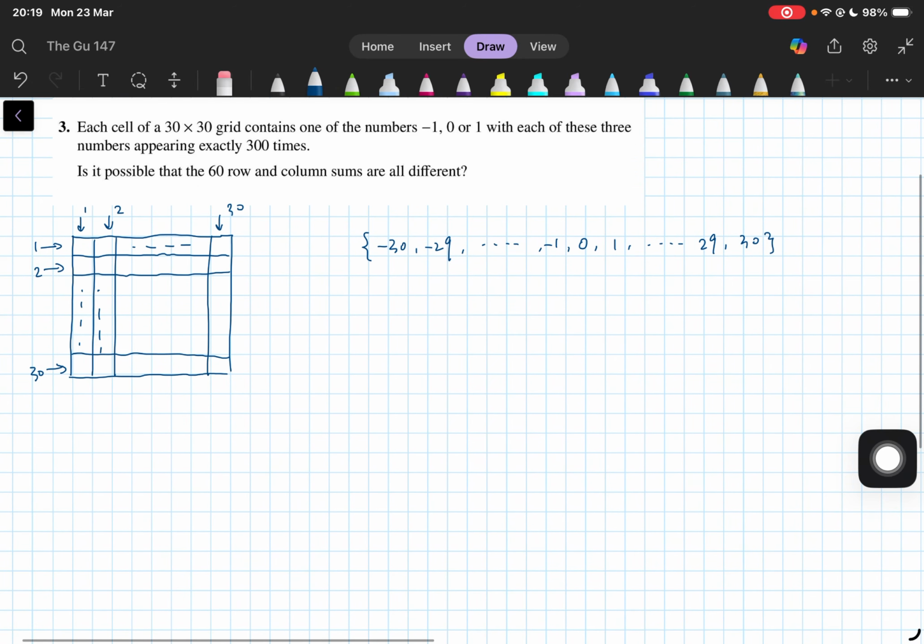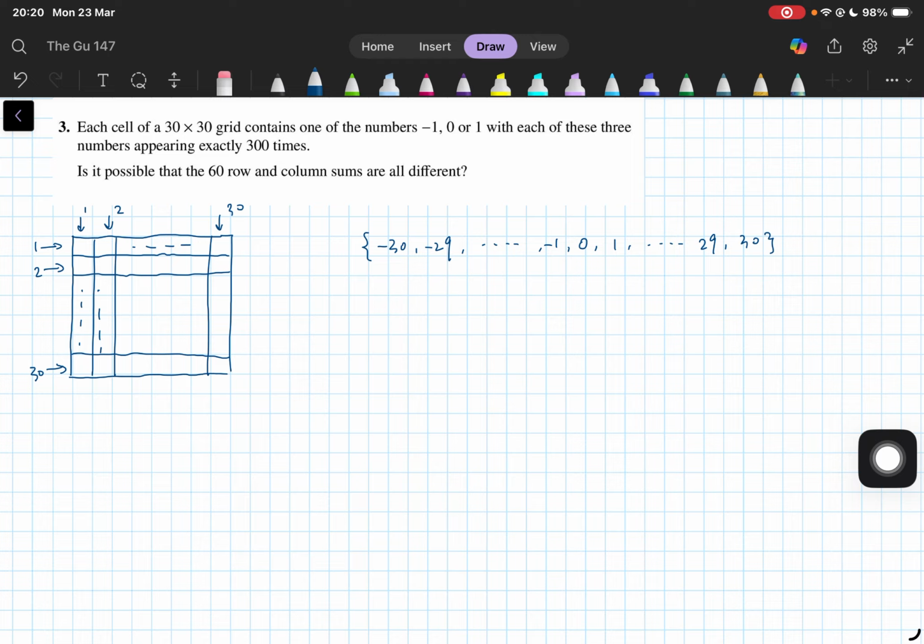Hello, so this question is the third question of this year's BMO round 2, and it is considered as the hardest problem in the paper. So let's just take a look at this question. It looks very accessible from the start. Well, the problem statement is simple.